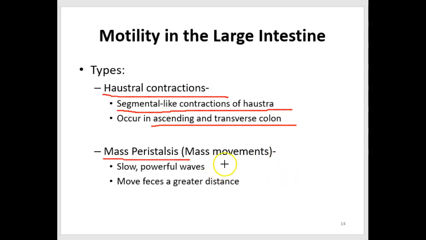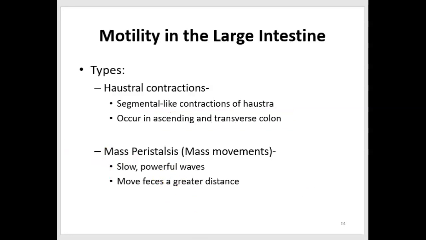And then the second type, the mass peristalsis, is what we sometimes refer to as a mass movement. These are slow, powerful waves, like we saw in the small intestine as well, and can move the feces a much greater distance.